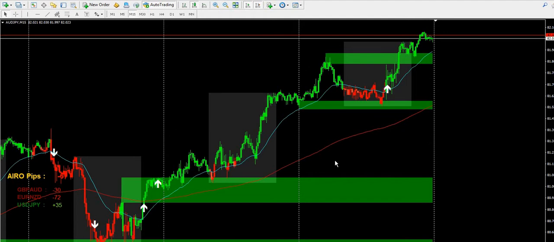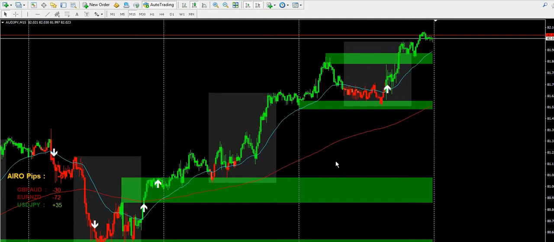Because remember, I like to keep using everything on AIRO because AIRO's drawing my support and resistance lines for me. It's already showing me trend. I got money zone. Everything that I would normally draw on a naked chart, AIRO does it for me. Call me lazy. It is what it is. I say just making it simple in my life.